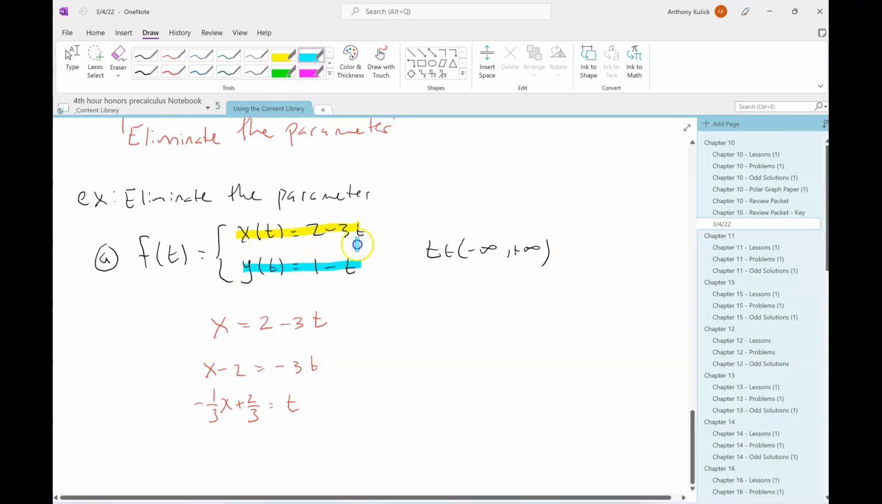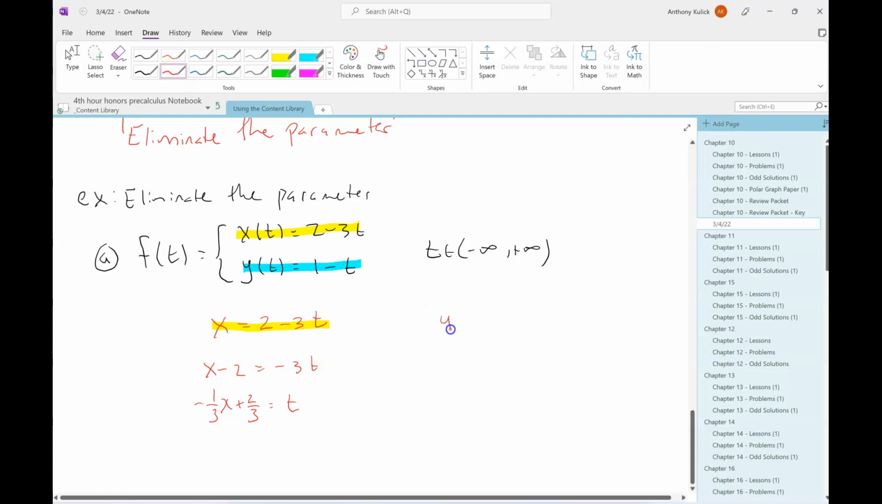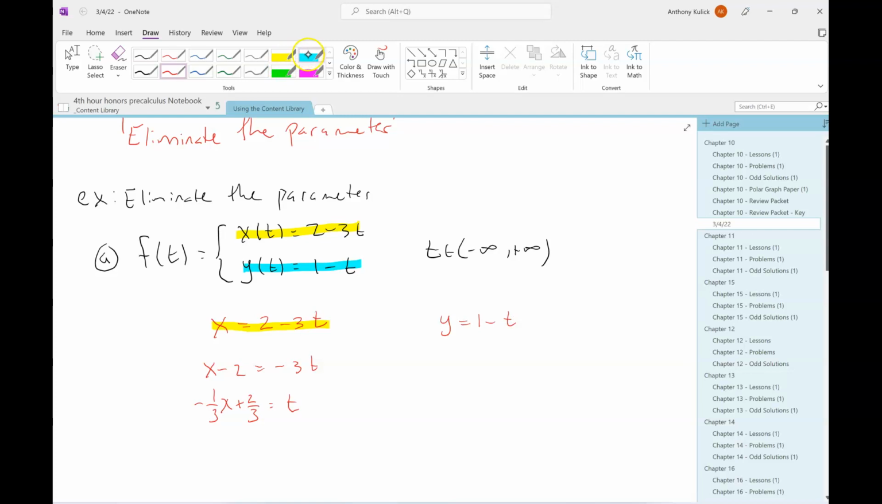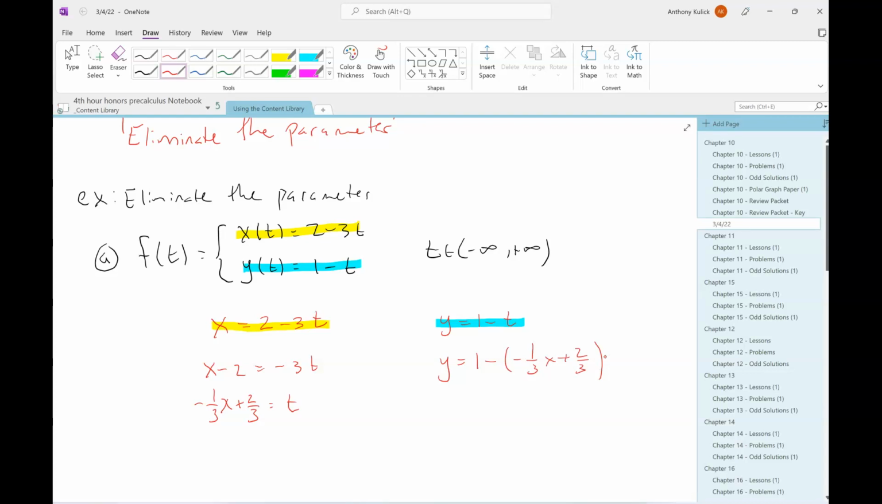Then we're going to take the parametric equation for y, and we'll rewrite that as y equals instead of y of t. And we'll substitute in our value for t that we just found using the parametric equation for x. And then just simplify.